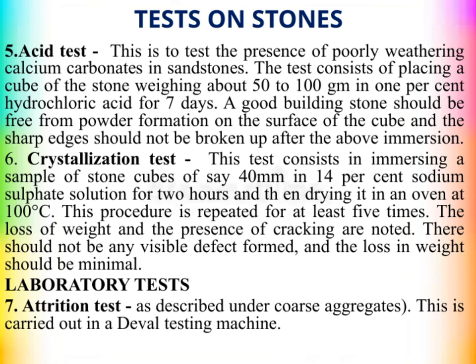Now, regarding the attrition test, which we also perform on coarse aggregates, it's carried out using a Deval testing machine. This test helps us understand how the stones will behave under wear and tear, giving us an idea of their durability in real-world conditions. These tests are essential because they help us ensure that the stones we select will withstand weathering, chemical attacks, and mechanical wear over time, contributing to the longevity and safety of the structures we build.